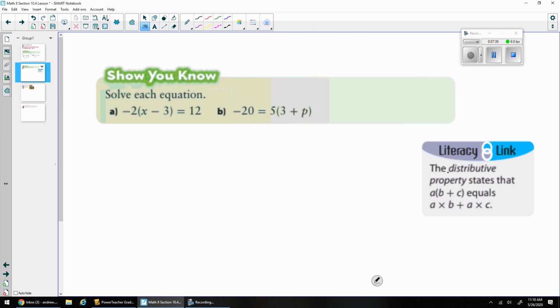So again, the distributive property states that a times (b plus c) is the same as a times b plus a times c. So a times b and a times c. That's the distributive property. Let's use that first to solve a here. So with a, the group is x minus 3, and I have negative 2 of those, but I'm just going to take this negative 2 and multiply it by each of these values. So negative 2 times x gives me negative 2x.